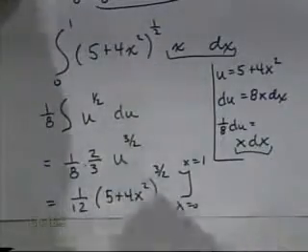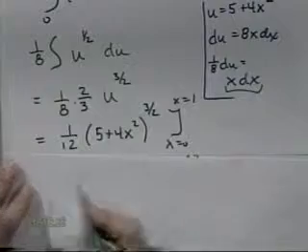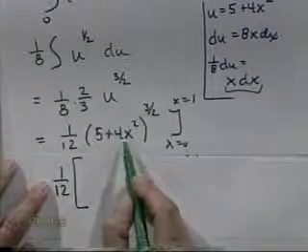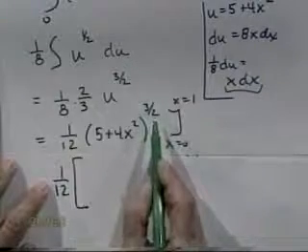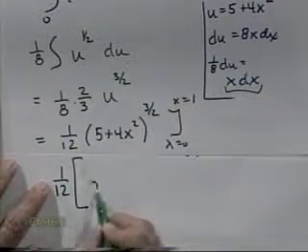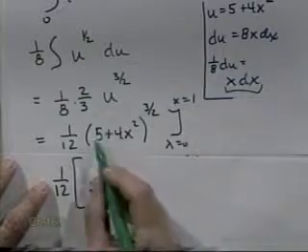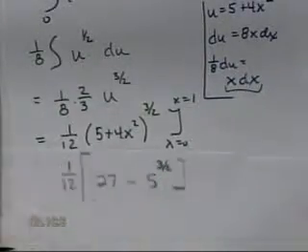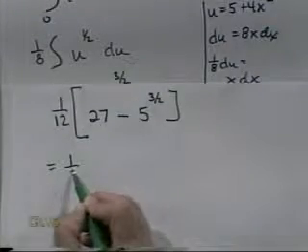Okay, and let's see. If I plug that in, I have a 1/12, I just like to factor it out to the front. Pop in a 1, 5 plus 4 is 9. 9 to the 3/2 is take the square root of 9, which is 3, cube it, it's 27. Minus, put a 0 in here, you get 5 to the 3/2. And that answers just fine.